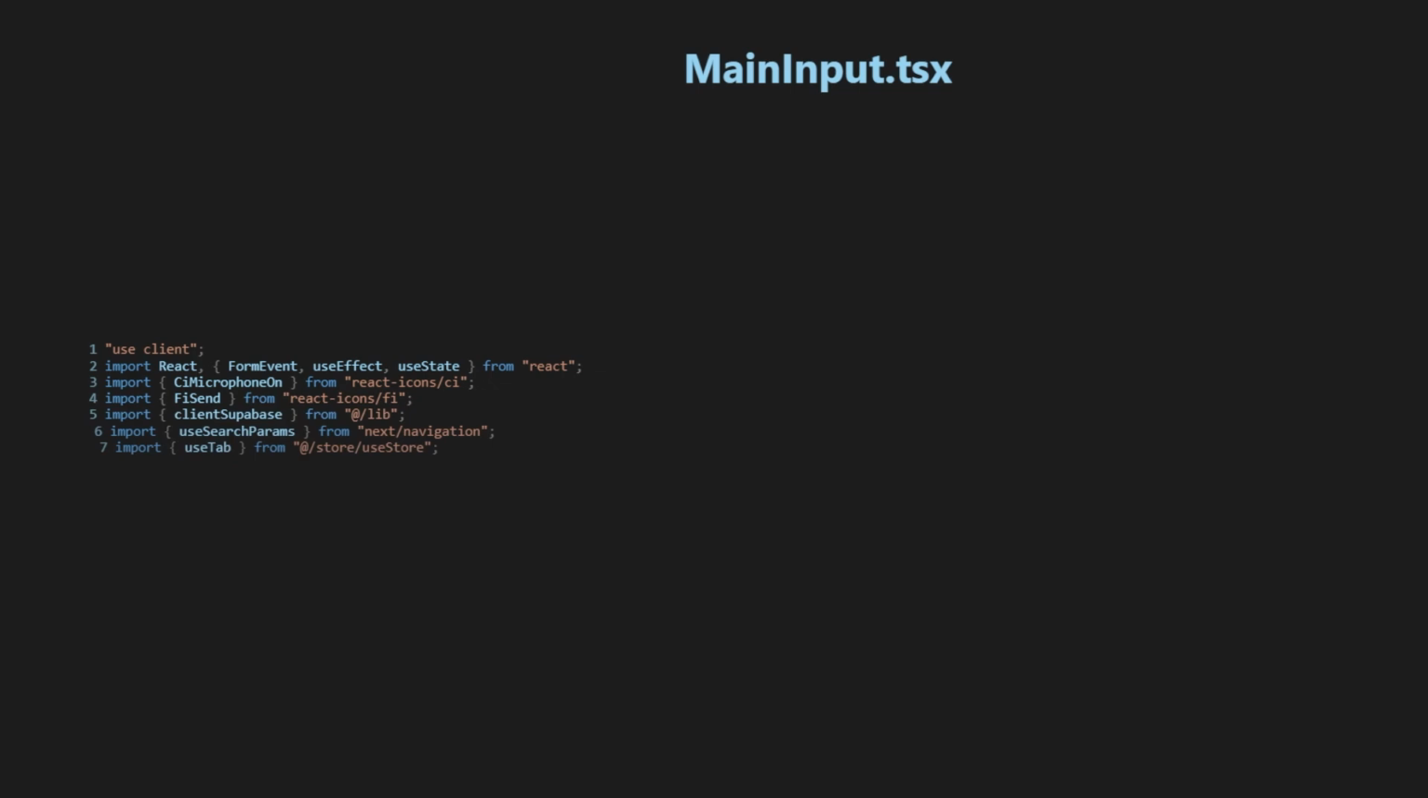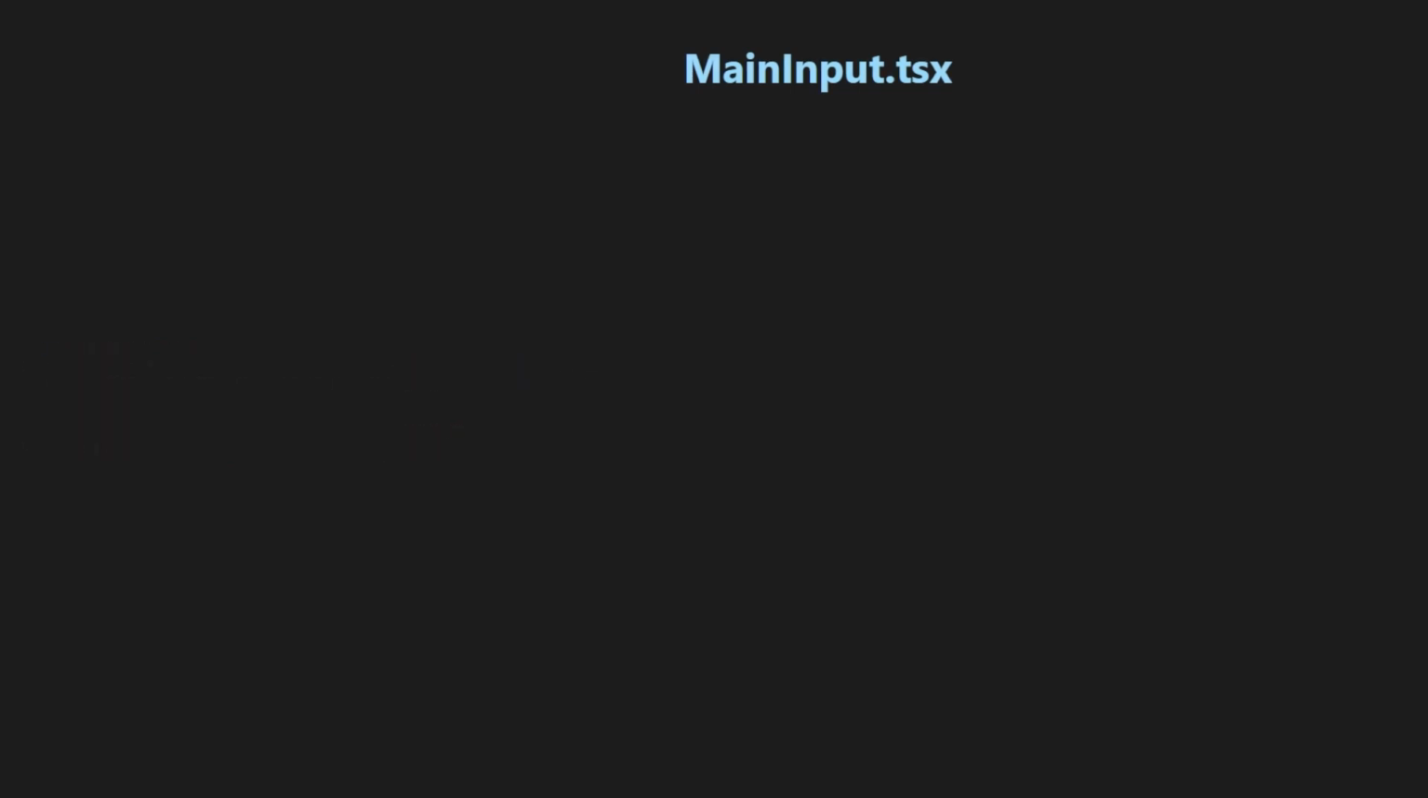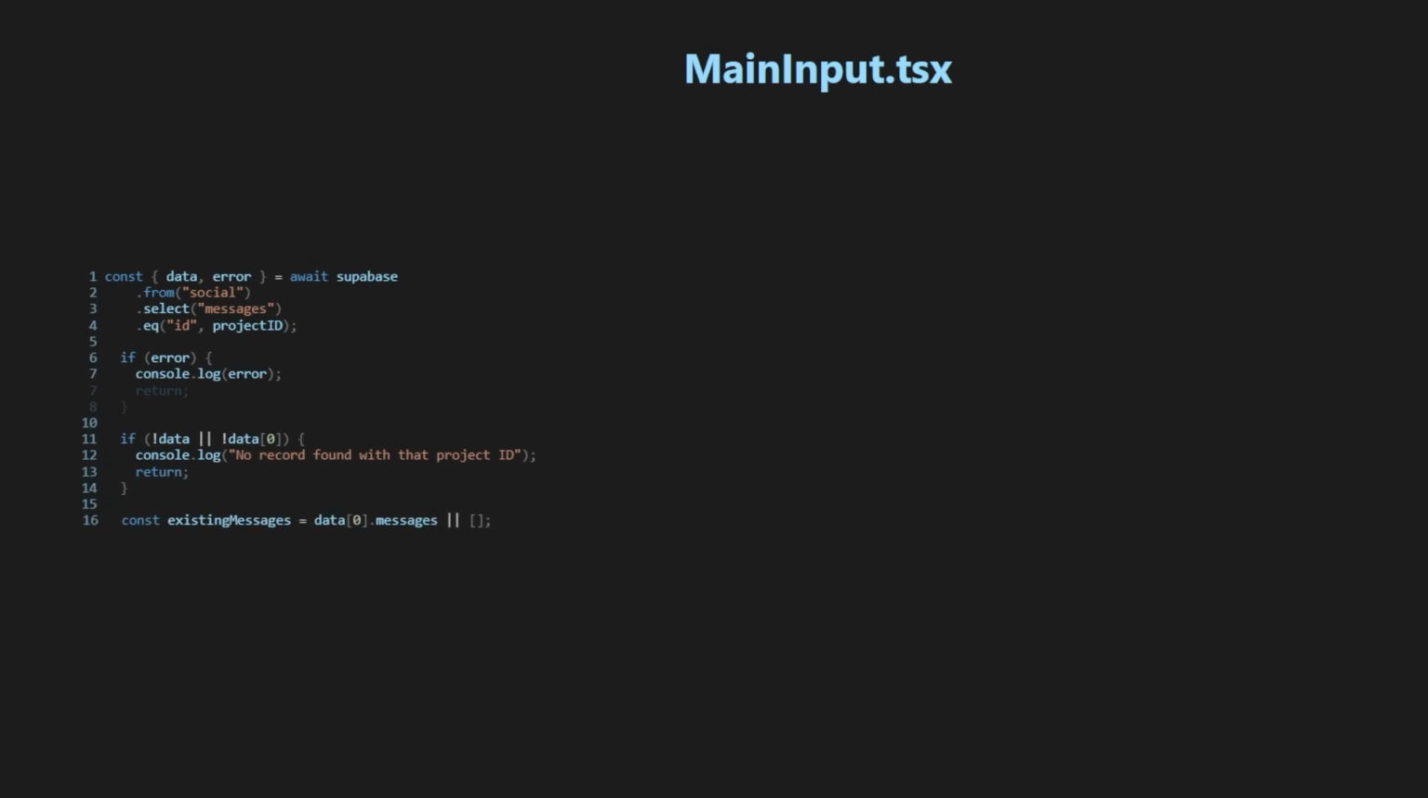We use the useState hook to manage the text input state. Next, we define the handleSubmit function to handle form submissions. When the user submits the form, we prevent the default behavior and clear the input field. We fetch existing messages from the Supabase database using the project ID. If there are no existing messages, we handle that case appropriately.